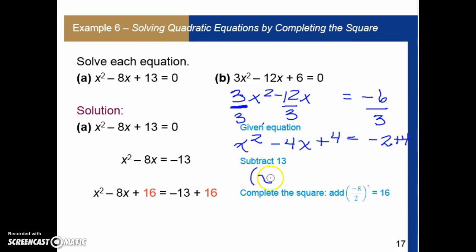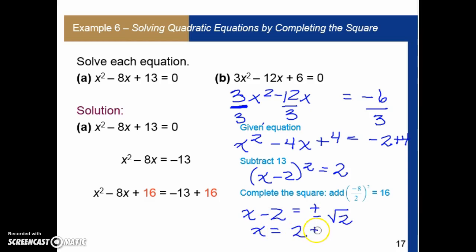So what I have here is x minus 2 quantity squared equals positive 2. I take the square root of both sides. That leaves me x minus 2 equals plus or minus the square root of 2. And then I add 2 to both sides so that I isolate my variable. That's the solution that I'm looking for. So there are my two solutions.